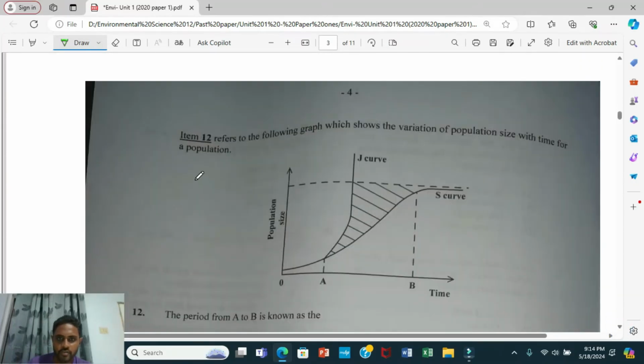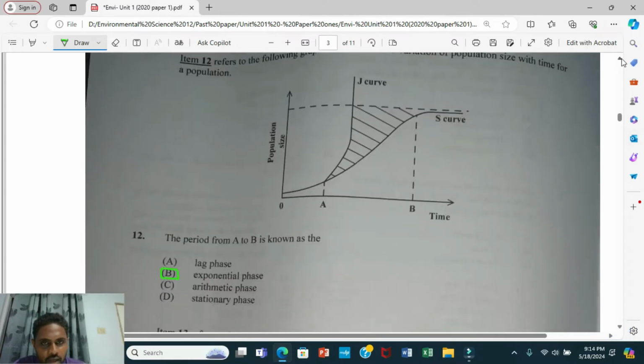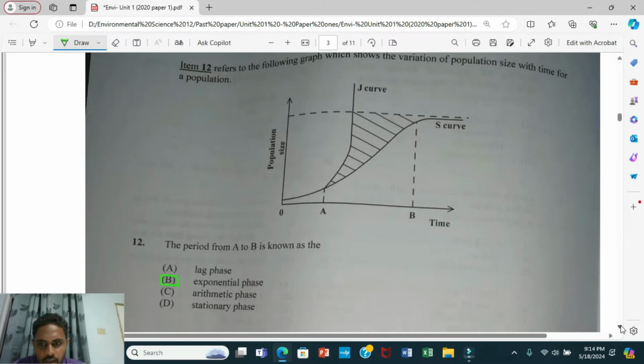Item 12 refers to the following graph, which shows the variation of population size with time for a population. Looking at this graph, this is the carrying capacity graph, right? Here would be the carrying capacity level. Here we have population size, and down on this axis we have time. It says the period from A to B is known as the exponential phase, or the log phase.